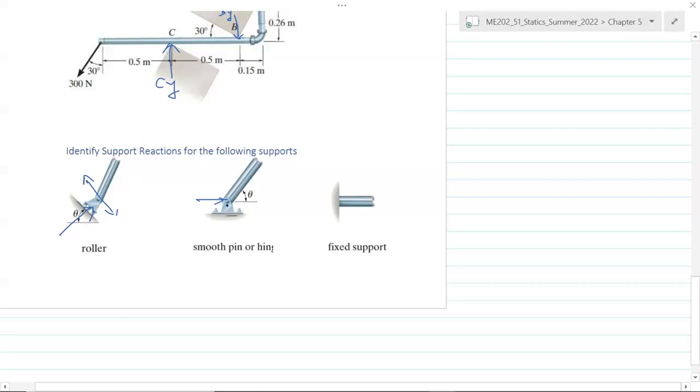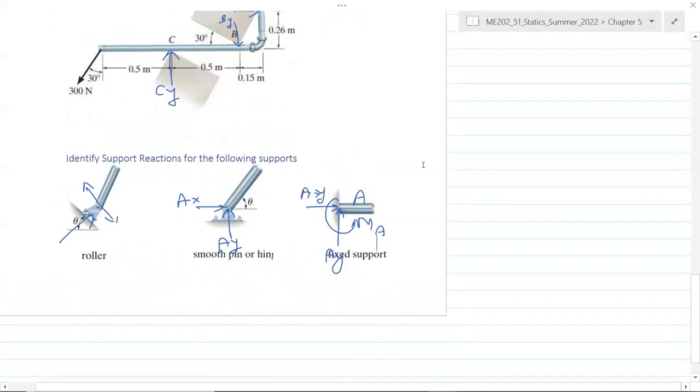For the pin, the support reactions are horizontal and vertical, AX and AY. For the fixed support, the support reactions are 3: AX, AY, if this point is A, and then there is rotation, MA. So there are 3 support reactions. So that's it for in-class exercise 1.